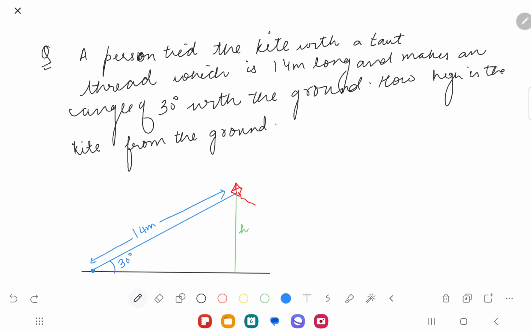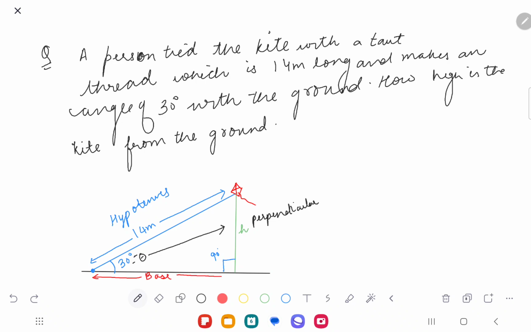Now in this question, they have given you one side, which is going to be the hypotenuse. So the hypotenuse is given to me. And with respect to the 30 degrees, theta, the side in front of theta, this side, is going to be my perpendicular. So I have identified my perpendicular, or you can say altitude. I have figured out the hypotenuse. So obviously the remaining side would be the base.